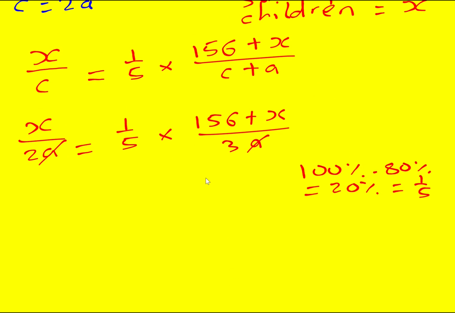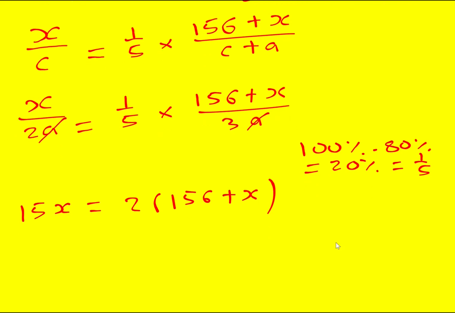What I can do now is multiply through by 2 and by 5 and by 3. This is the lowest common multiple of all of these numbers. So essentially I'm multiplying through by 30. When I do that, I'm going to get 15X is equal to 2 lots of 156 plus X. Okay, you could do it in turns if you want. You could times this by 2 and then this by 5 and by 3, but the ultimate thing that we're doing is timesing by 30.